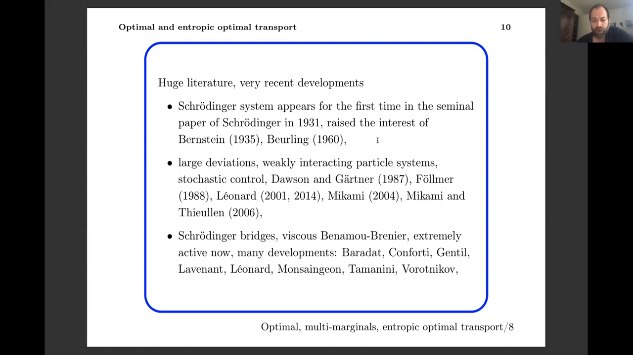I should mention a very nice paper by Dawson and Gärtner, the lecture notes by Hans Föllmer, the work of Christian Léonard, which was instrumental to bring this problem to the optimal transport community. It's also very much related to stochastic control, and the work of Professor Mikami was very important in this respect. The problem of Schrödinger bridges has been extended in many directions, and many people in Lisbon and their collaborators have been involved in very interesting developments in the unbalanced case. For instance, let me mention the work of Baradat, of Lavenant, general metric spaces, the work of Léonard, Monsaingeon, Tamanini, Vorotnikov, and others, the work of Conforti, Gentil. So it's a very active field of research.